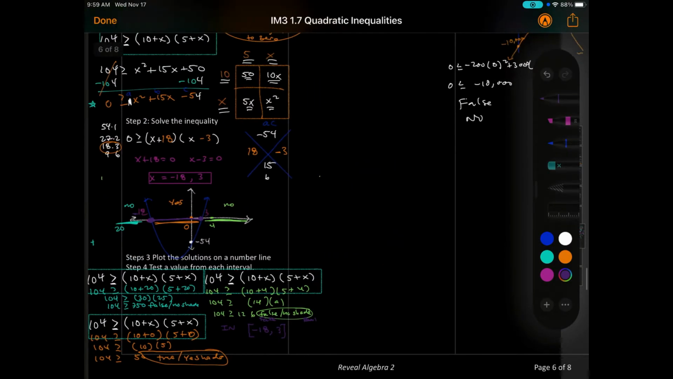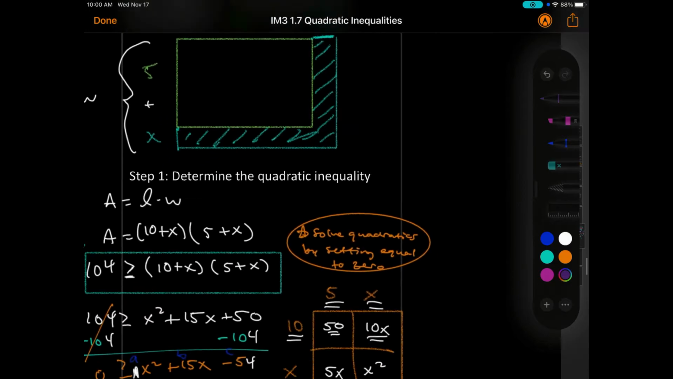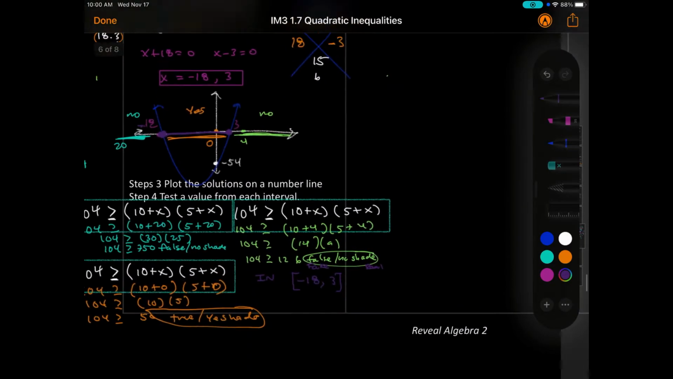If I put in -18 for x, -18 plus 10 would give me -8. Can you have a length that is negative? In the real world, that is not real. That doesn't make sense. A negative x value is basically decreasing the length of your flower bed or whatever garden it is. Does that make sense?